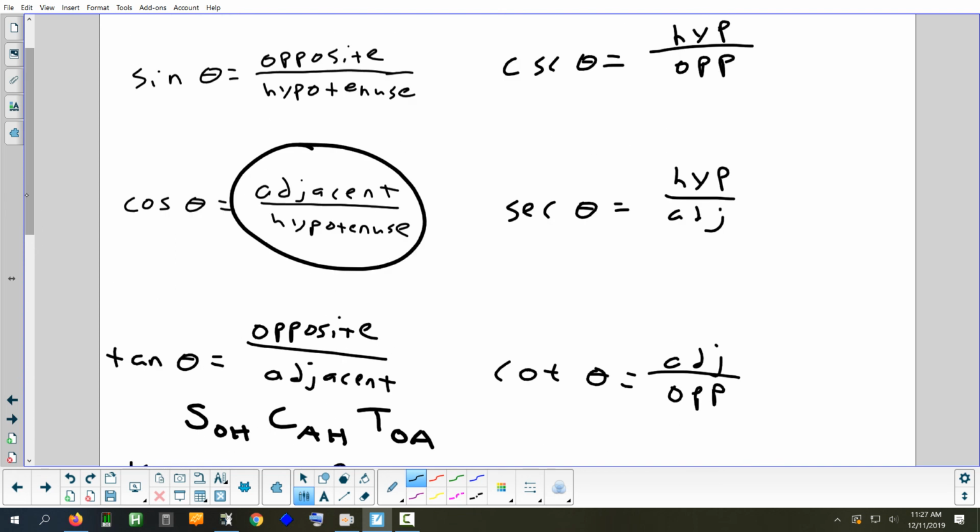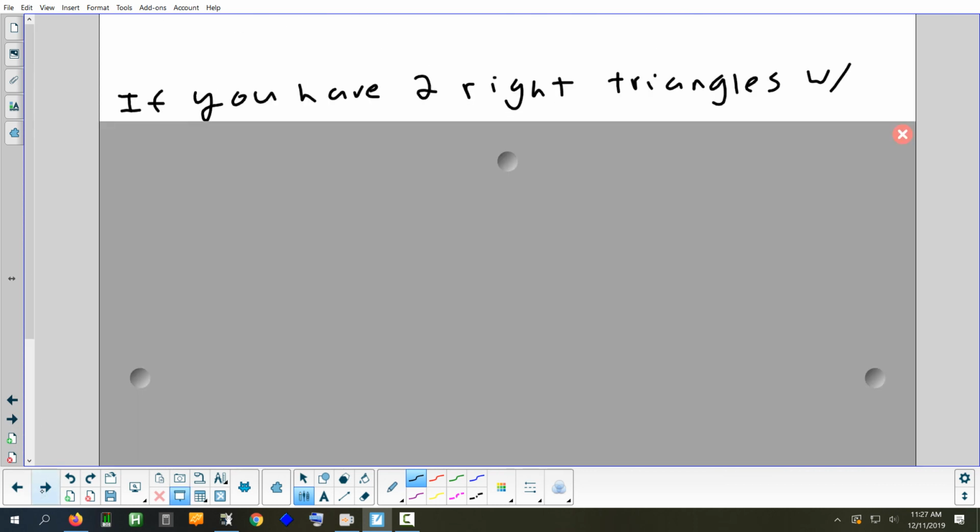The other three, there really isn't a good way to remember it, like using the letters. It doesn't really spell anything nice. But if you just remember, flip what's on the left to get what's on the right, then you're good.